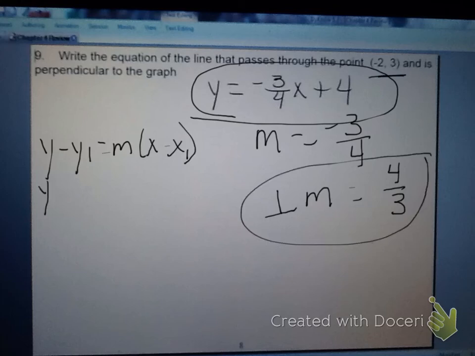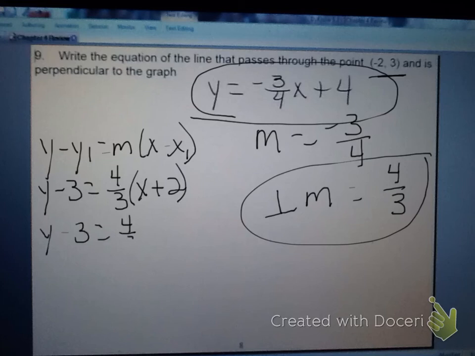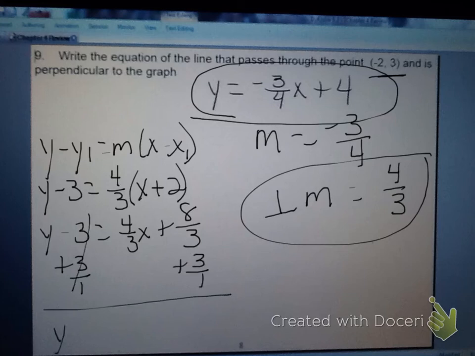So that's y minus 3 is equal to, m is 4/3 because it's the perpendicular slope, times x minus a negative 2, which is plus 2. That's y minus 3 is equal to 4/3 x plus 8/3. Now we're going to add 3/1. And we're going to have to get a common denominator. We need a common denominator of 3, so we just need to change that to 9/3. So 8/3 plus 9/3 is 17/3.